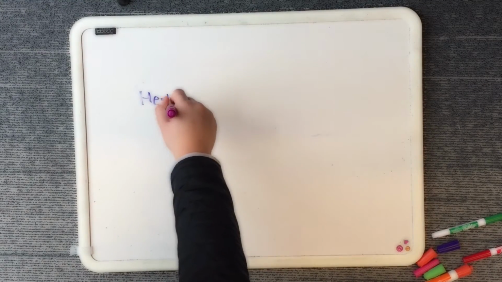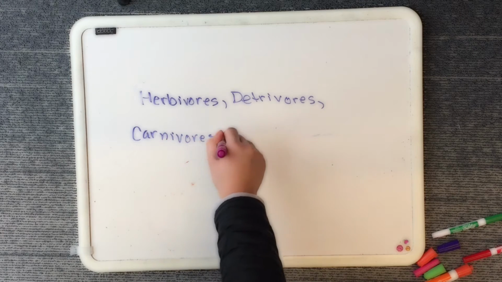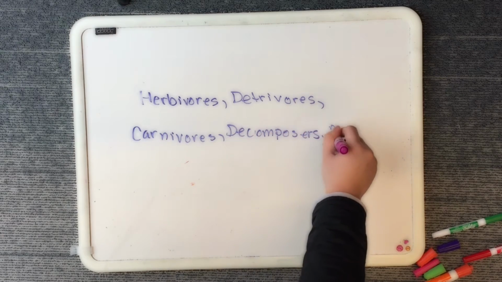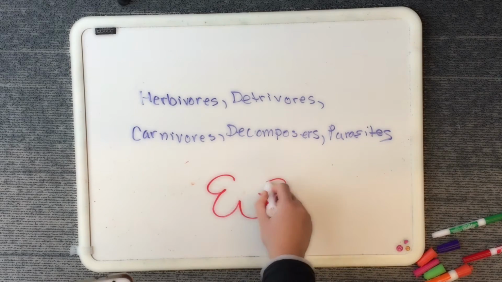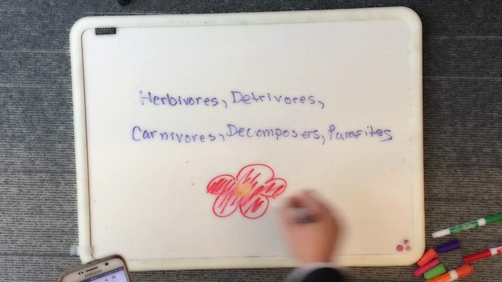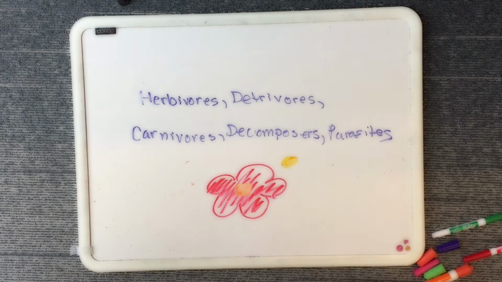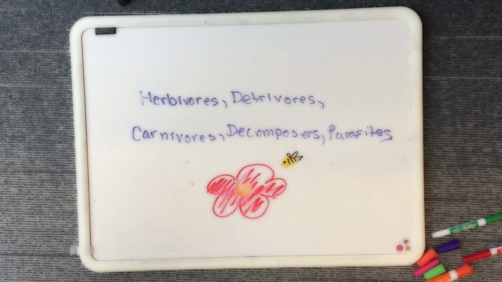Hexapoda characteristics. All hexapods are heterotrophs. However, with the numerous species of hexapods, there are different modes of nutrition. Hexapods can also be herbivores, detritivores, carnivores, decomposers, or parasites. One of the most well-known hexapods, the bees, are herbivores and eat nectar from flowers.